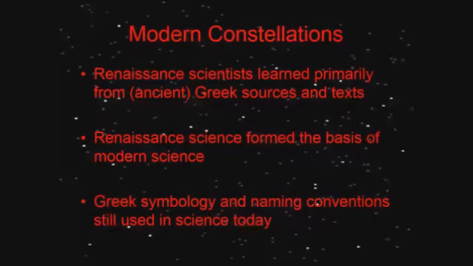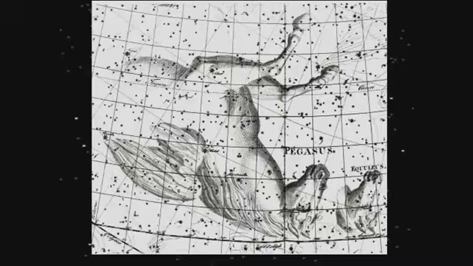And basically, during the Renaissance, when science became very important and came to the fore and people started to become more learned, the Renaissance scientists basically learned primarily from ancient Greek sources and texts. So we adopted the Greek naming convention for the stars. And that formed the basis of our modern science of astronomy. And that Greek symbology and naming convention is still used in science today. So here's Pegasus, the winged horse.